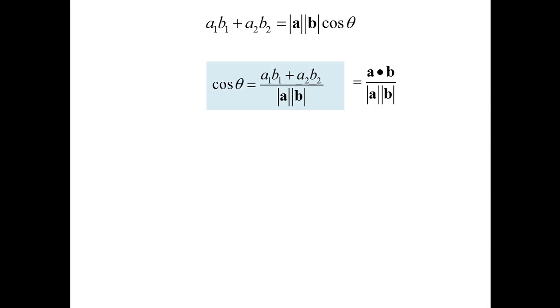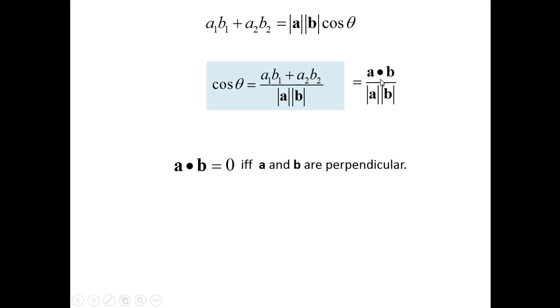And this formula is in your info booklet, so that's one you might want to refer to. But we're going to use it quite a bit in this unit. A couple of things to keep in mind. A dot B, if that equals 0, that means the vectors are perpendicular. Think about why that would be true.